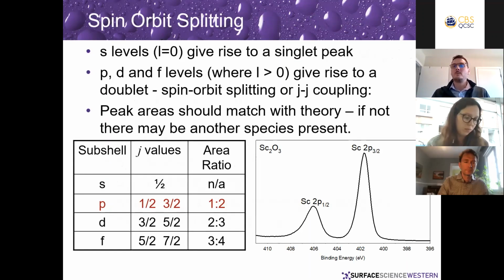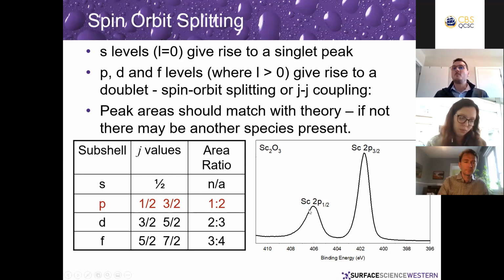If we look at spin orbit splitting, the s levels give rise to a nice single peak, so it's very simple, like carbon 1s, oxygen 1s. If you look at the p levels, d levels, and f levels, you get spin orbit splitting, so you get 2 peaks instead of 1 peak. They have specific area ratios based on the number of electrons within those orbitals. For p orbitals, the 3/2 to 1/2 peaks have a 2 to 1 ratio. For the d's, it's a 3 to 2 ratio. And for the f's, it's a 4 to 3 ratio. That's based on the number of electrons in the different orbitals.